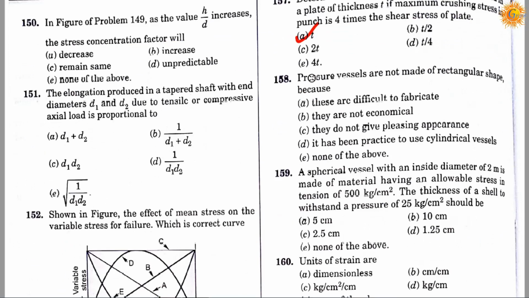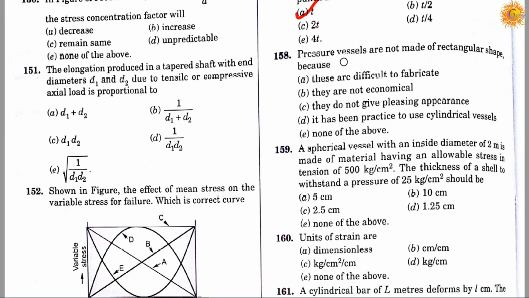Question number 158. The pressure vessels are not made of rectangular shape because: option A, these are difficult to fabricate; option B, they are not economical; option C, they do not give pleasing appearance; option D, it has been practiced to use cylindrical vessels; option E, none of the above. Correct answer is B, they are not economical.